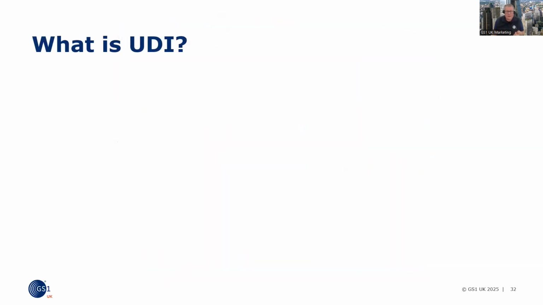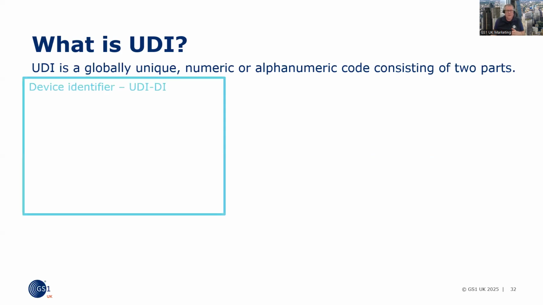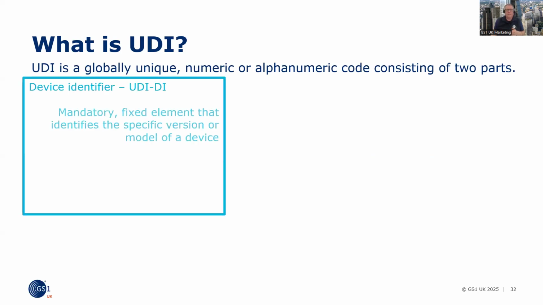So what is UDI? The question that was asked was not about basic UDI-DI, but about UDI-DI and UDI-PI. So I'm just going to show you what the difference is. The UDI-DI is the mandatory fixed element, i.e. the GTIN.